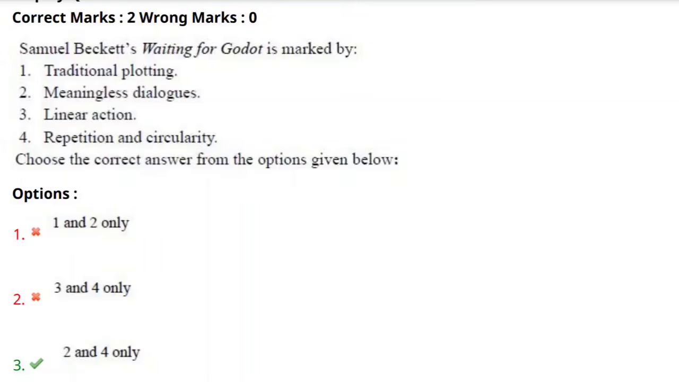The fourth option is repetition and circularity. Yes, we can see the repetitive actions in Waiting for Godot and circular conversations between the characters, Vladimir and Estragon. The plot structure is repetitive and circular. So the correct answers here are meaningless dialogues, and repetition and circularity. So the third option, which contains options 2 and 4, is going to be correct.